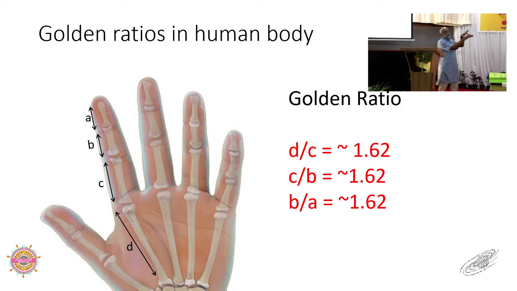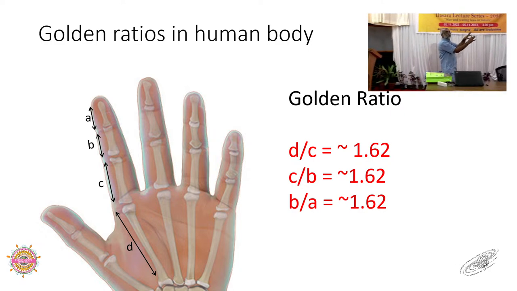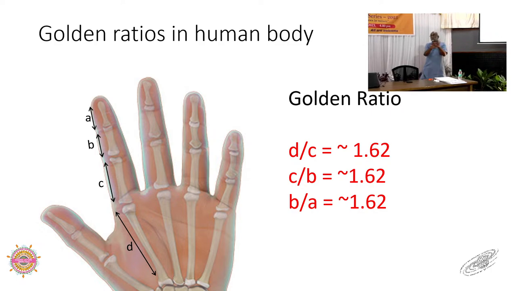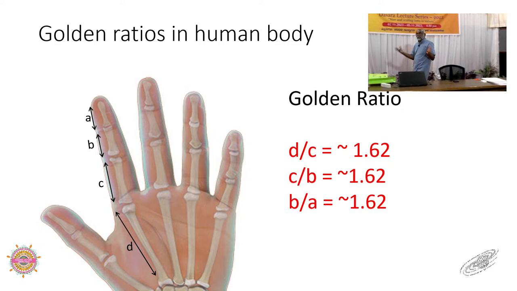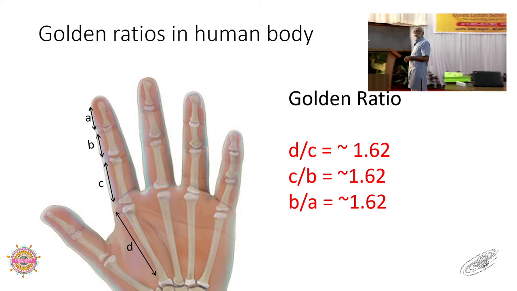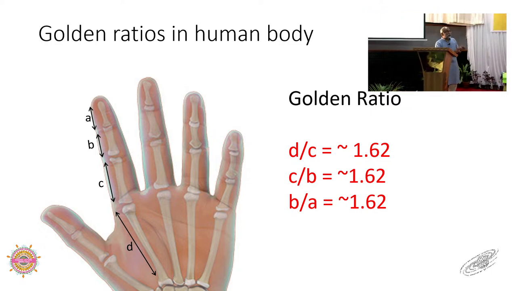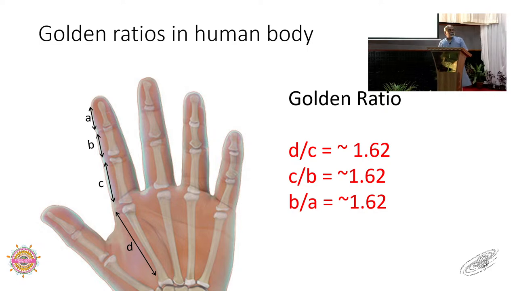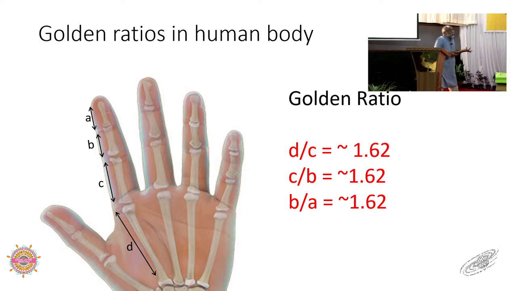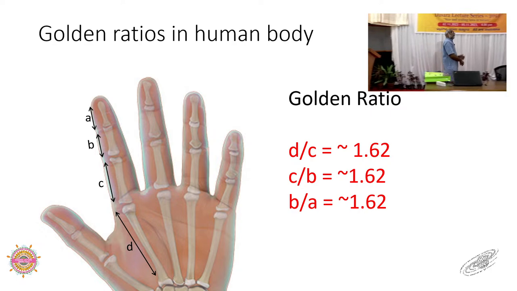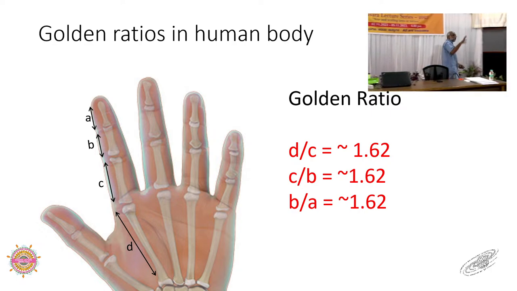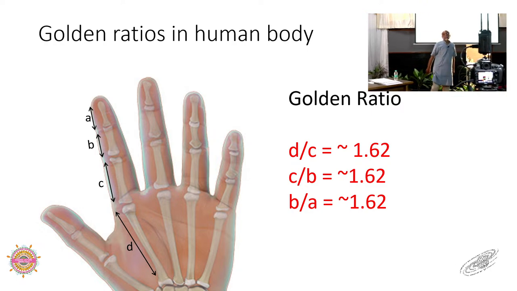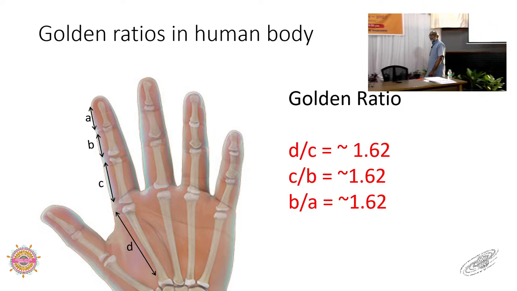Take the length of the bone here and the length of the bone here, divide the long by the short, you get 1.61. Take the length of the second one and the next one, long to short, you get 1.61. Take that and the last one and divide again long by short, you get 1.62. Are you all with me? The question is, why? What is the advantage of having this 1.62 ratio of decreasing size of the bones in our hand?